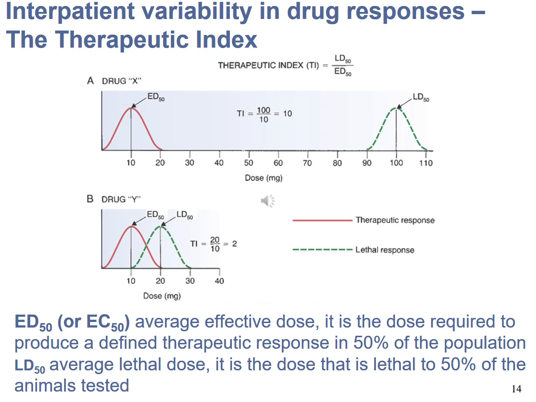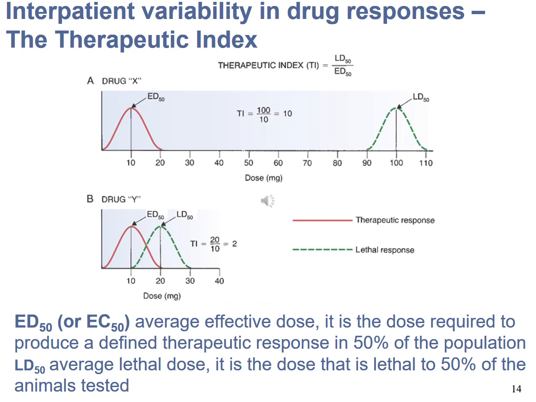And the ED50 is the average effective dose, that is effective in 50% of the patients that were tested. So that would be the average effective dose, and that's the dose that is required to produce a defined therapeutic response in 50% of that population that was tested during the clinical trial. And then the therapeutic index would be the ratio between the two.